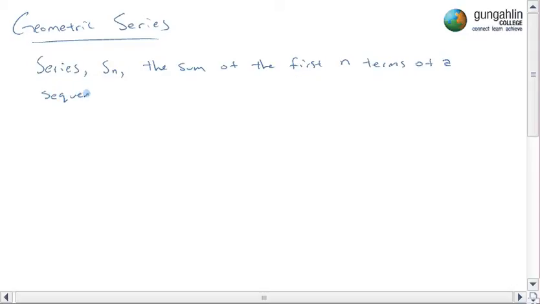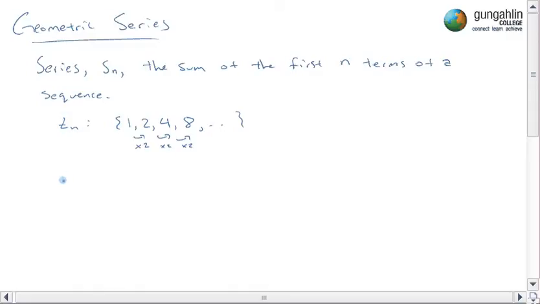So what exactly does that mean? Let's say we've got a sequence. Let's say we've got the sequence Tn is, say, 1, 2, 4, 8, right? This is a sequence where every time we multiply by 2, so this would be a geometric sequence, right? Every time we multiply by 2 to get the next number.